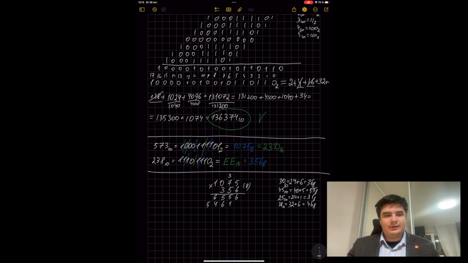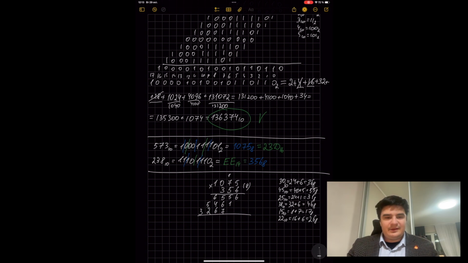Now for 1075 times 3. 5 times 3 equals 15, which converts to 17 in octal. 15 equals 1 times 8 plus 7. So we write down 7 and carry over 1. Then 7 times 3 plus 1 gives 22, or 26 in octal. 22 equals 2 times 8 plus 6. So we write 6 and carry over 2. Next, 0 times 3 plus 2 gives 2, and finally 1 multiplied by 3 gives 3.